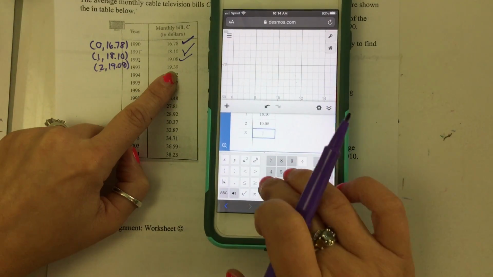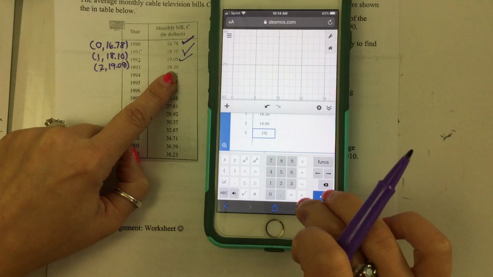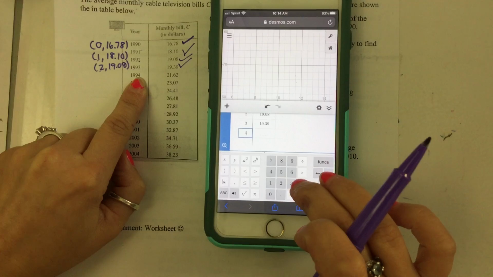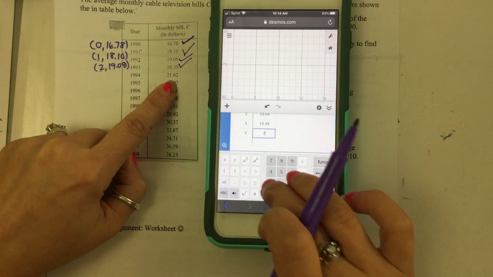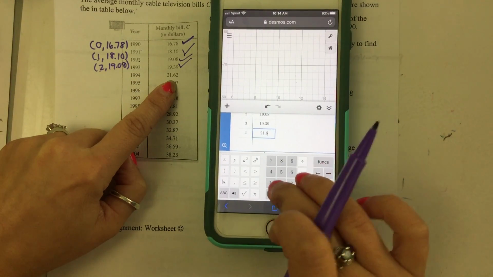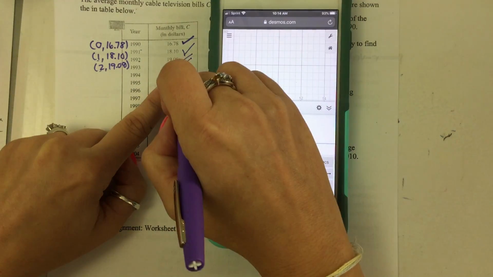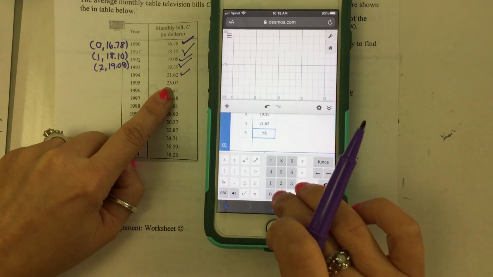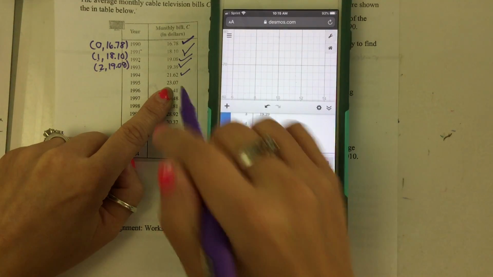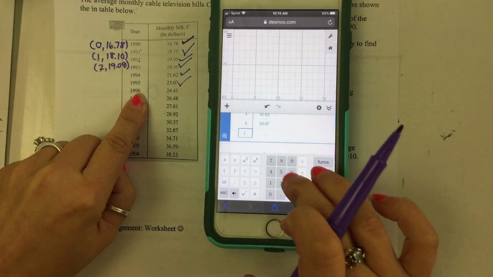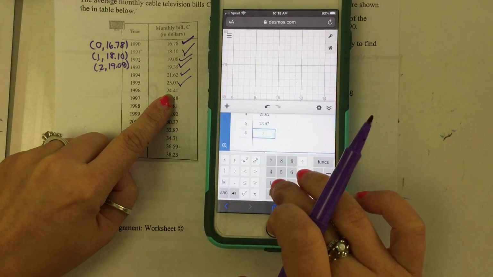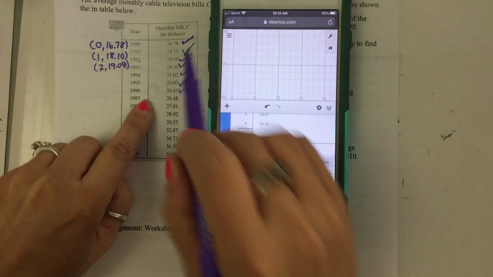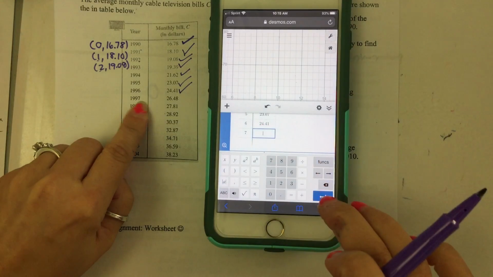3 and 19.39. Check. 4, and the cable bill went up to $21.62. Check. 1995, so I put a 5 in the X value, 23.07. Got that one. Next one is 6, then it's 24.41. Check. 1997. Hey guys, we're getting there.